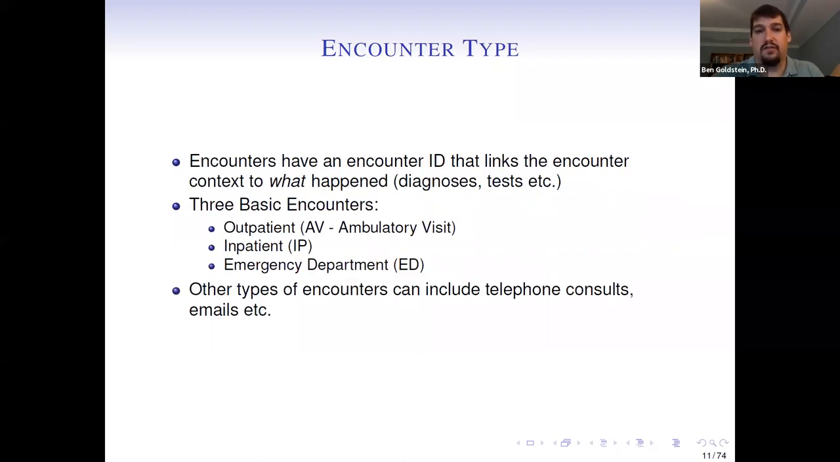The next level of information that is important for most analyses is encounter types. Encounters have an encounter ID that links the encounter to what happened. That's where we start getting into the meat, or the guts, of what we really care about. We can think about three basic types of encounters. There are outpatient encounters, which may also be referred to as ambulatory visits. We will have inpatient encounters, so that's an encounter in the hospital, and then emergency department encounters.